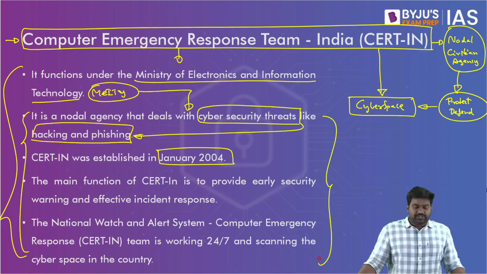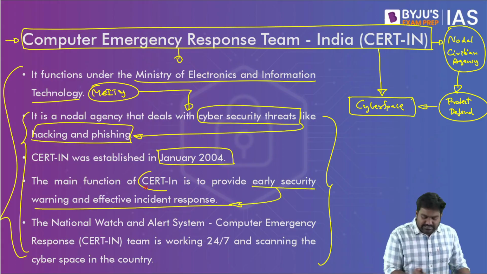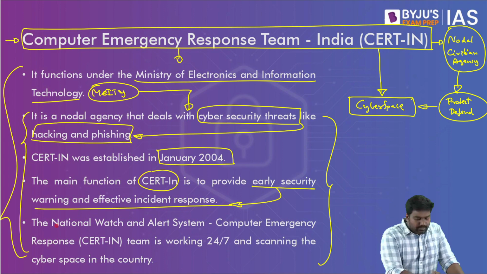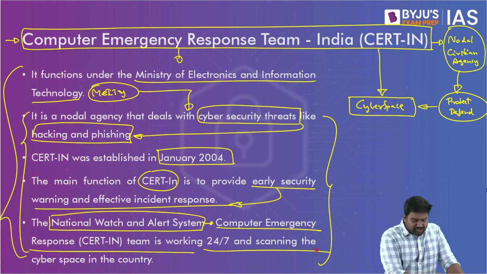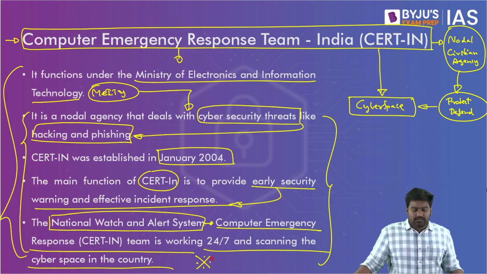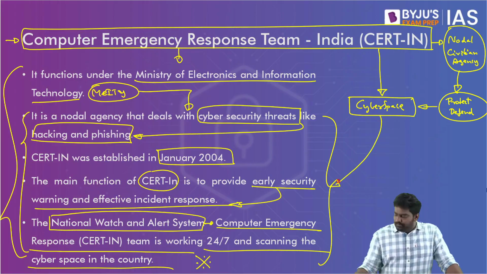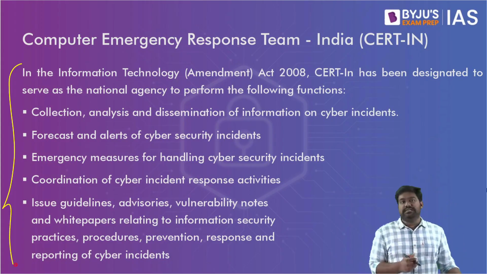Understood? So its primary function involves acting as an early warning agency. It regularly scans the global cyberspace. It looks at emerging threats through its National Watch and Alert System, which is a 24/7 early warning system. Because here you can't take a break, right? Cyber domain doesn't take a break. It's 365 days a year, 24/7. So this institution is a nodal civilian agency for cybersecurity, and it primarily acts as an early warning agency. That's one of the primary roles, and it performs a few other functions as well.